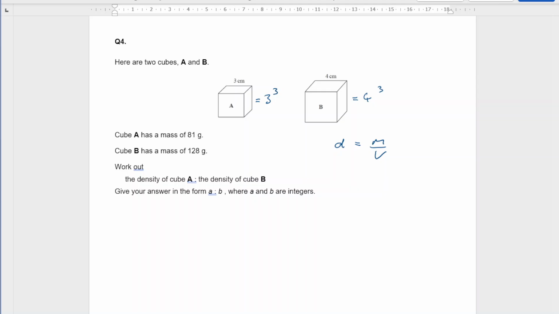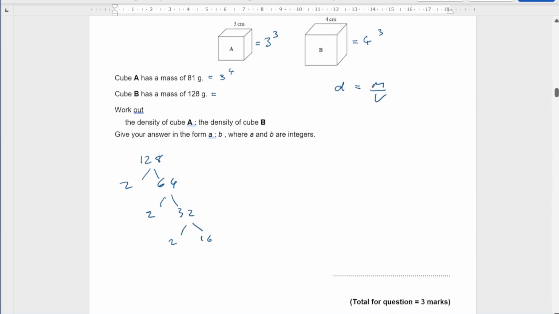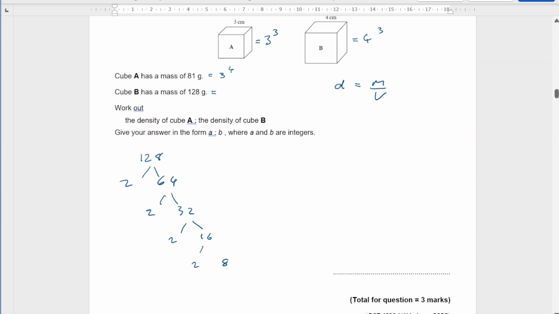And I'm actually going to use this because 81 I know is 9 times 9, so that would actually be 3 to the power 4. And this is actually 64 times 2. Let's just break it down. 128 is 2 times 64, which is 2 times 32, which is 2 times 16, which is 2 times 8, which is 2 times 4, which is 2 times 2. So that's 1, 2, 3, 4, 5, 6, 7. That's 2 to the power 7. And then just double check that in my head.